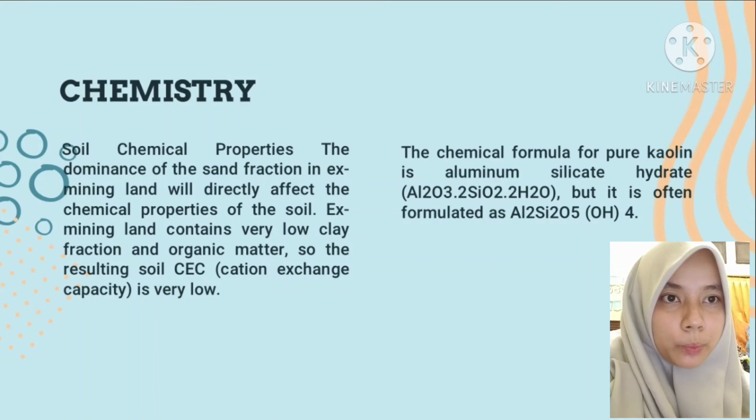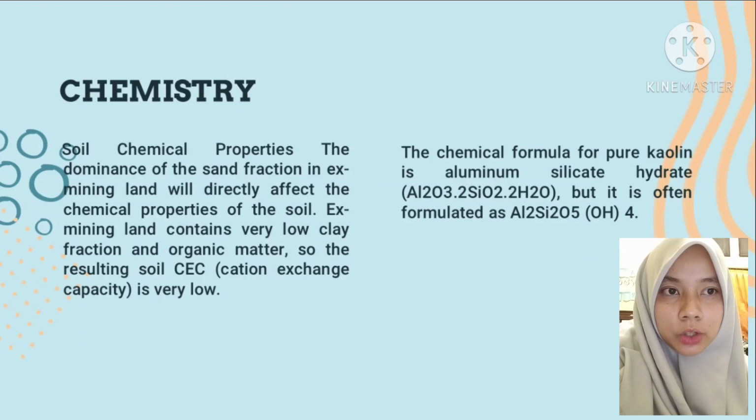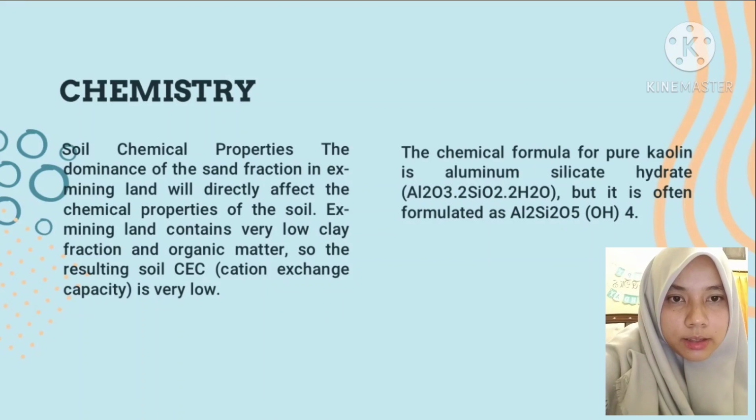Soil chemical properties: the dominance of the sand fraction in ex-mining land will directly affect the chemical properties of the soil. Ex-mining land contains very low clay fraction and organic matter, so the resulting soil CEC is very low. The chemical formula for pure kaolin is aluminium silicate hydrate.